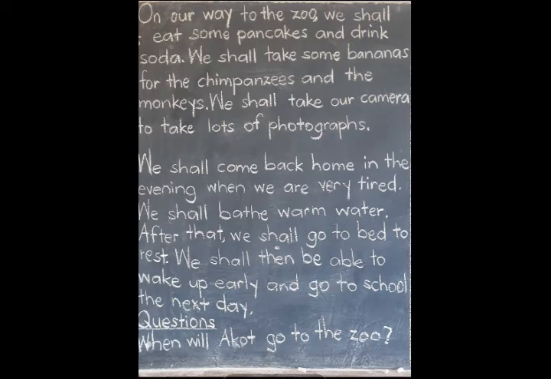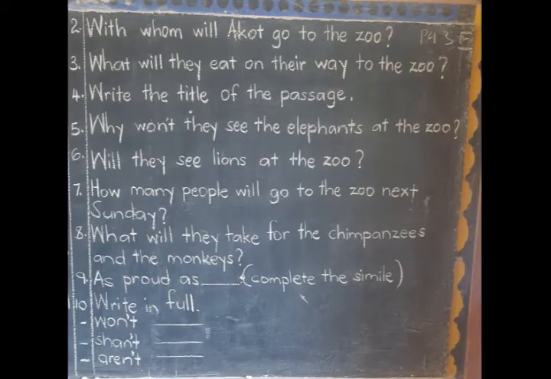Still, we have to read through all the questions before answering them. As we read through, we shall try to recall the different ideas needed in the different questions. We're together. So question number 1 says, when will Akot go to the zoo? With whom will Akot go to the zoo? What will they eat on their way to the zoo? Write the title of the passage. My dear, don't get worried about the passage yet; in the instruction you read the story. No big deal.